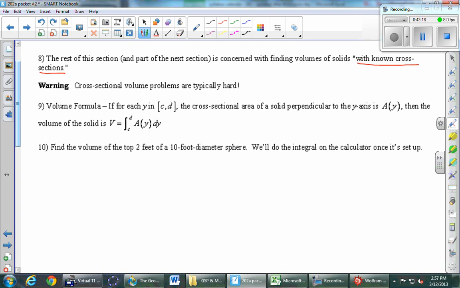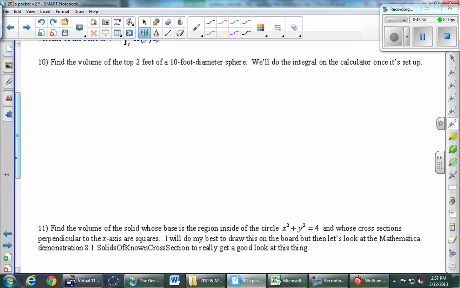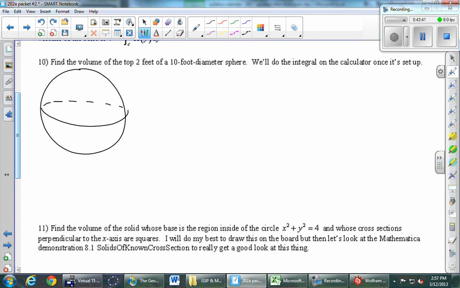So let's just jump down to number 10. We'll come back to 9 after we finish or when we need it. So let's come to number 10. Find the volume of the top 2 feet of a 10-foot diameter sphere. Even though it's a pretty easy thing to understand and visualize, we'll go ahead and draw our sphere. We've got our sphere, the radius is 10 feet, and we're interested in just the top 2 feet.